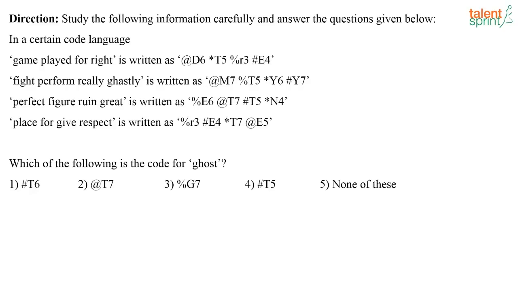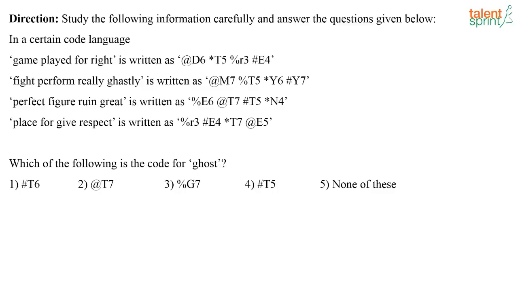So what is the logic that has been used for this question? In the beginning of the session, some of you saw the screen and you were giving me the answer. See, game played for right is coded as follows. Fight, perform, really ghastly is written as follows. Perfect figure, ruin, great is written as follows. Place, for give, respect is written as follows. Which of the following is the code for ghost?